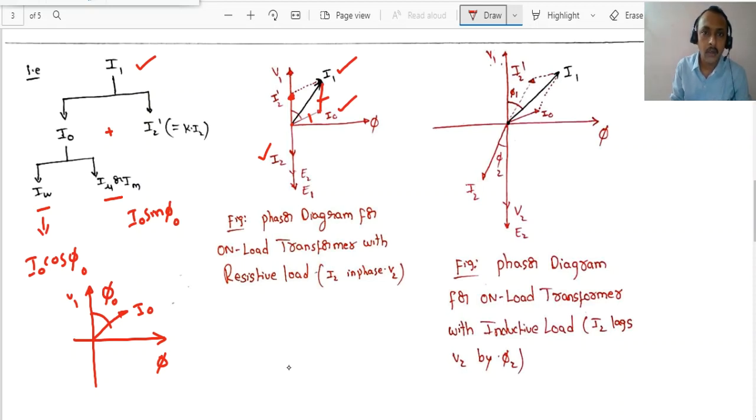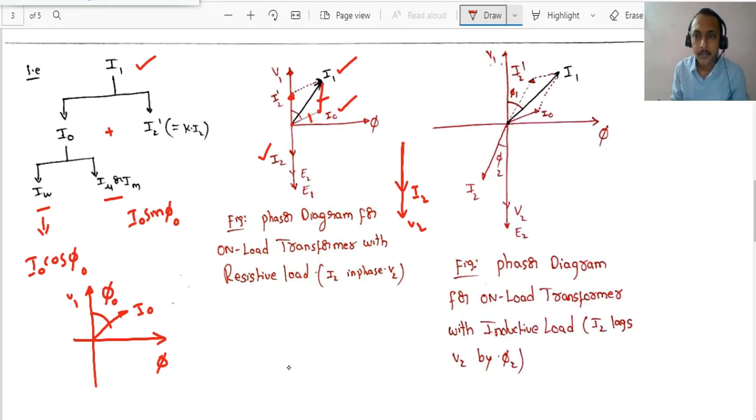This is what we get if it is a resistive load. If it is the resistive load, observe both E2 or V2 and I2 are in phase. We have drawn them on the same line. For example, if this is V2, on the same line we have taken I2 also. Both are in phase. This is the case if it is a resistive load. Very, very important, dear students. Don't get confused. This is the resistive load, because of that I have drawn I2 here.